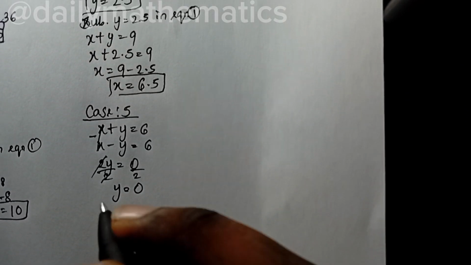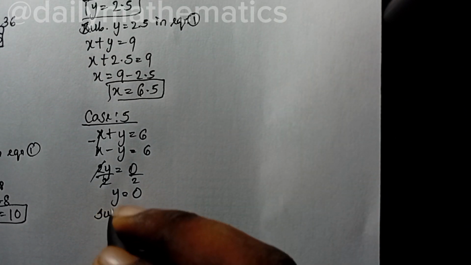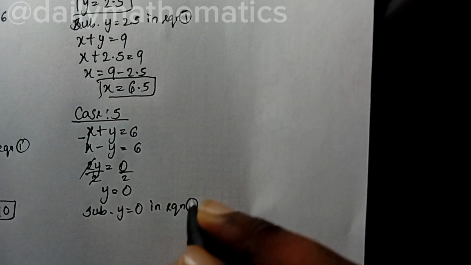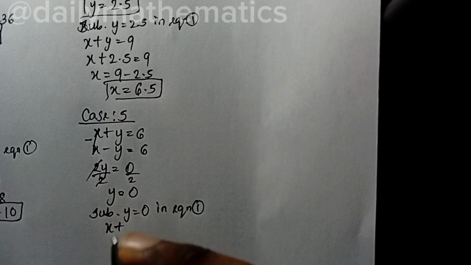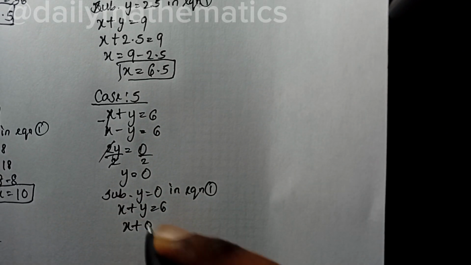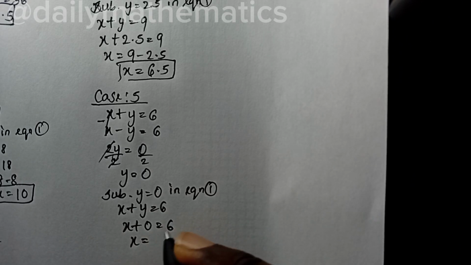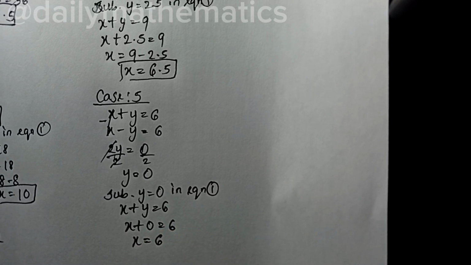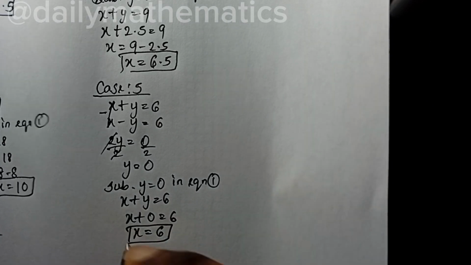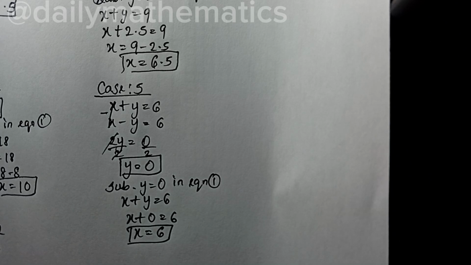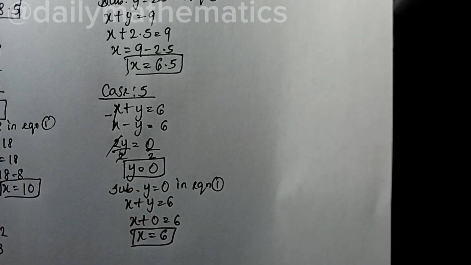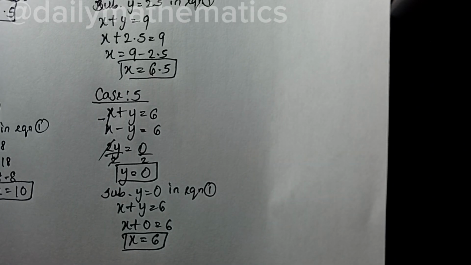And then what do we do? From here we substitute y equals 0 in equation 1. We have x plus y equals 6 in equation 1. So that means x plus 0 equals 6, and definitely x equals 6 minus 0, which is 6. So this is the value of x in case 5, and this is the value of y.